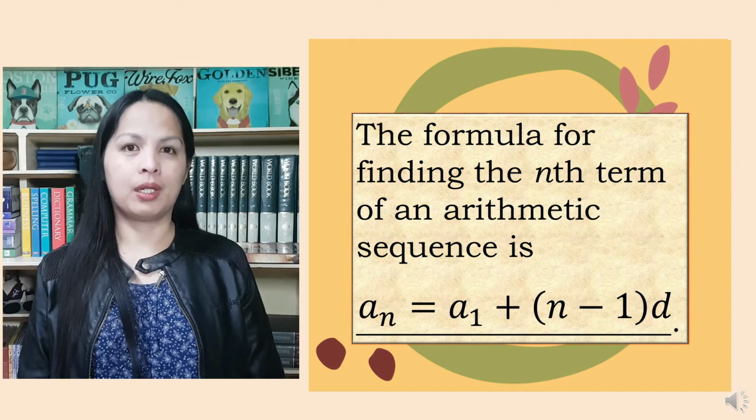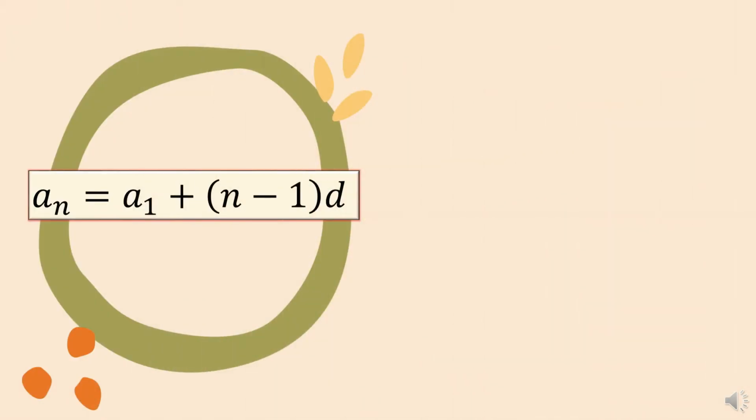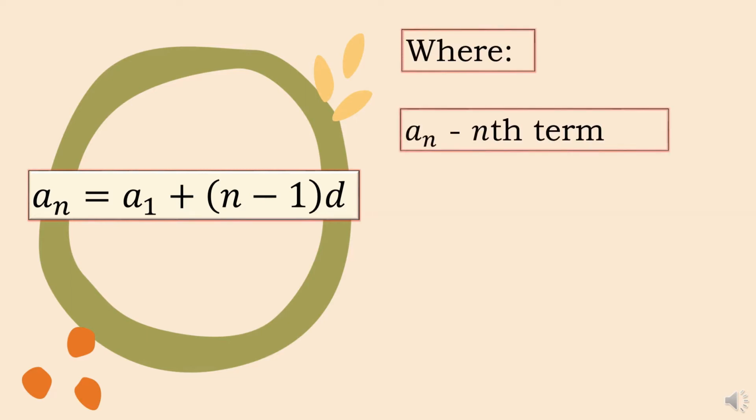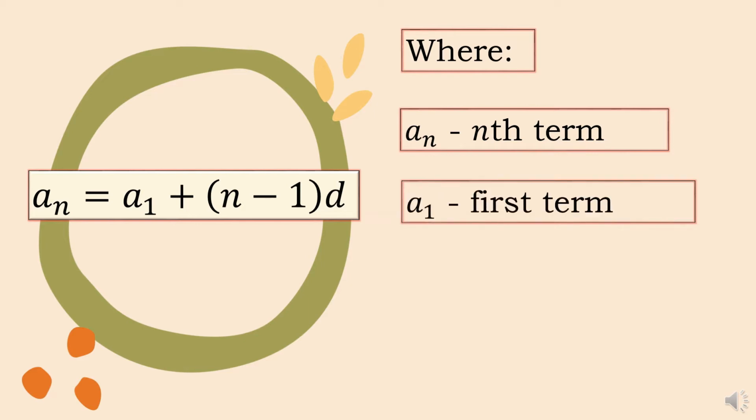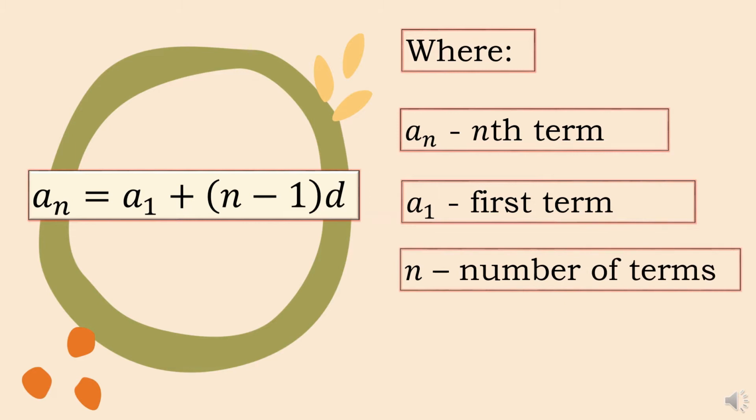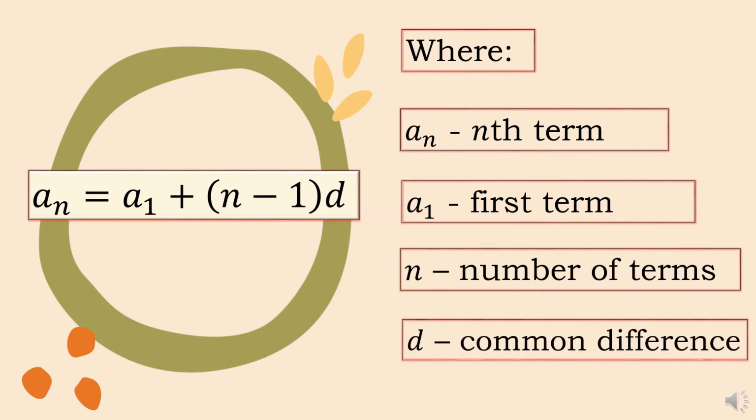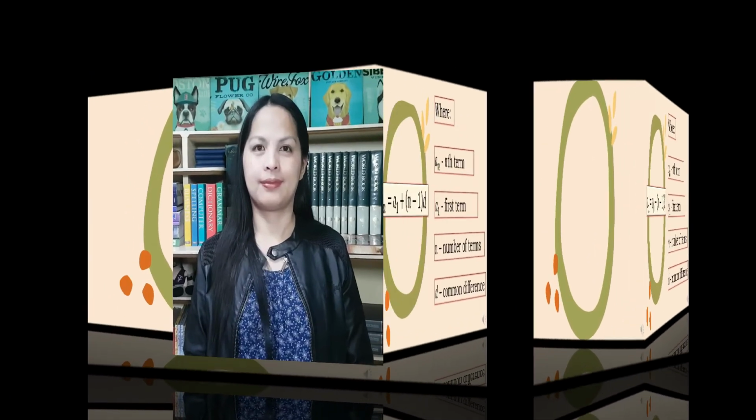What do those variables stand for? In this formula, a sub n represents the nth term of the arithmetic sequence. A sub 1 is the first term, n is the number of terms, and d is the common difference. Now, let's have an activity applying this formula.